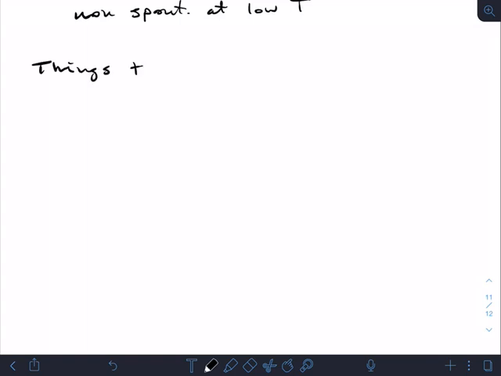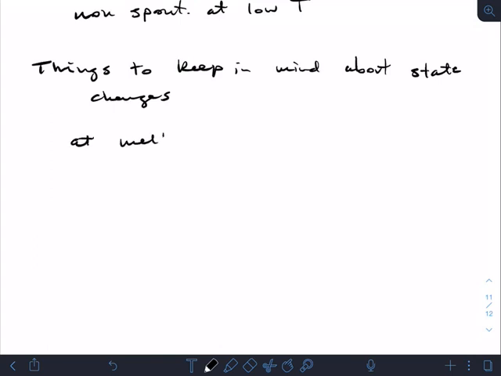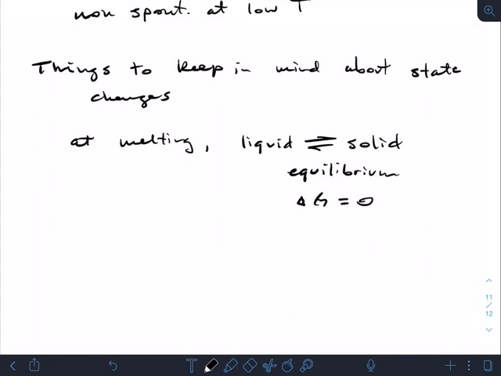So we already talked about entropy in terms of state changes, but Gibbs free energy is a little bit different with state changes. So things to remember or keep in mind about state changes and Gibbs free energy. At the melting point, what is actually happening while melting is happening is an equilibrium. During that phase change, that change of state, I have an equilibrium between my solid state and my liquid state. That means that at that state change, delta G equals 0, because delta G is 0 at equilibrium.